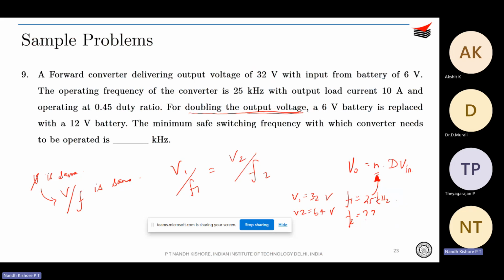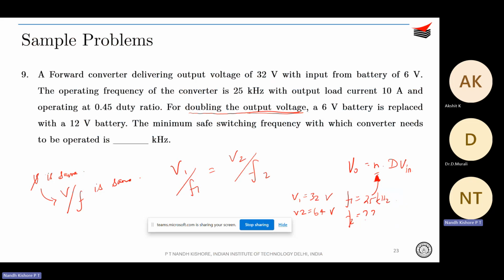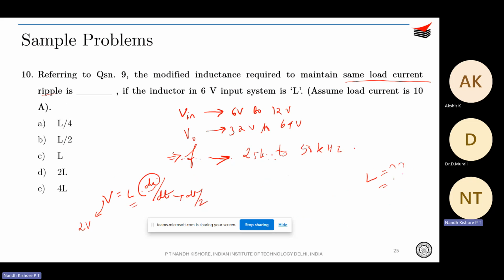And finally, we came to this forward converter. They told that they are doubling the voltage. So how should the frequency change? The question is basically, the output voltage is doubled; how should my frequency vary? So you know that flux is the same, so V by F is the same. Therefore, V1 by F1 equals V2 by F2, and the frequency should also be doubled so that the ratio is maintained. So frequency is doubled.